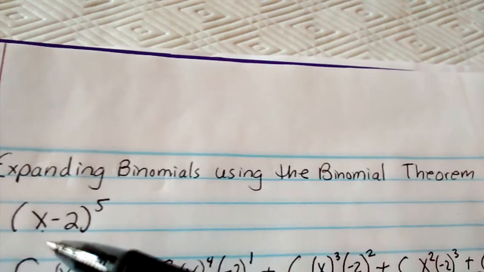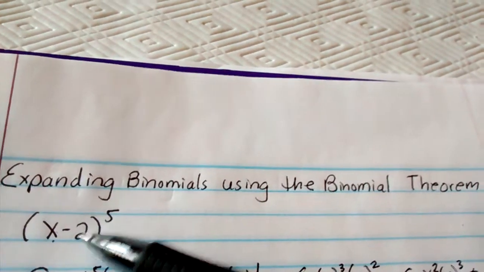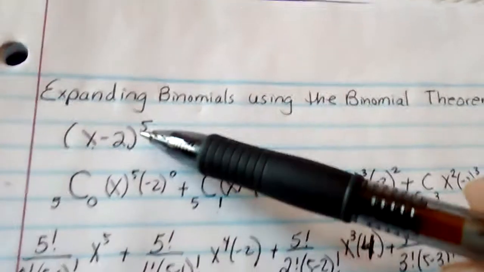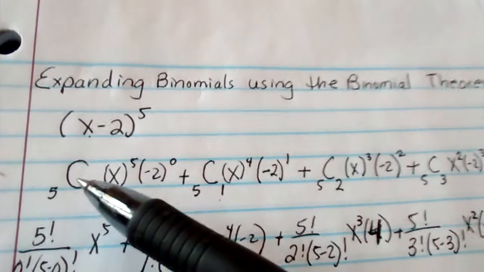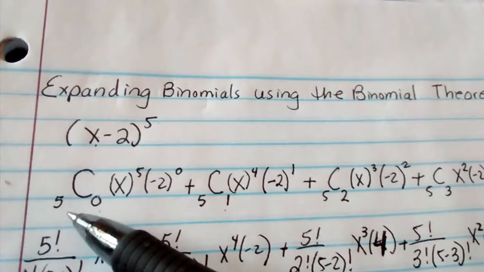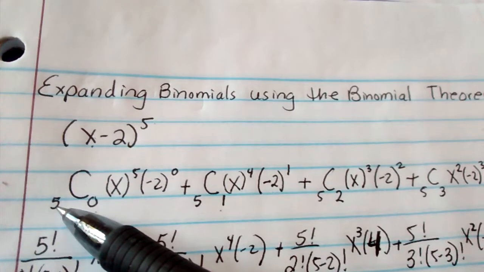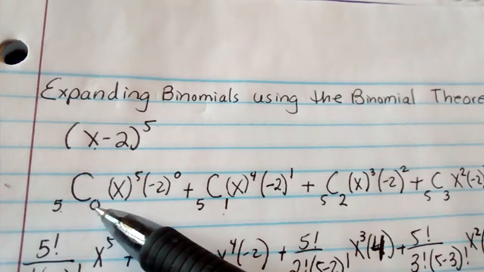Expanding binomials using the binomial theorem. We're going to work with (x minus 2) to the 5th power. So the first thing you do is set up your combinations, and you're always using 5 as the first one. So you start with 5 choose 0.